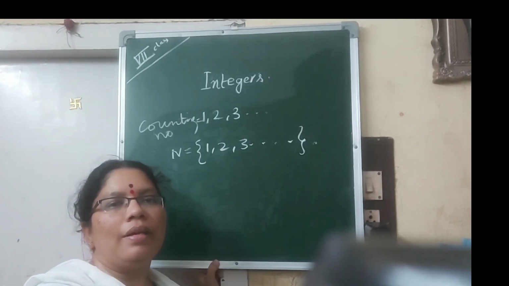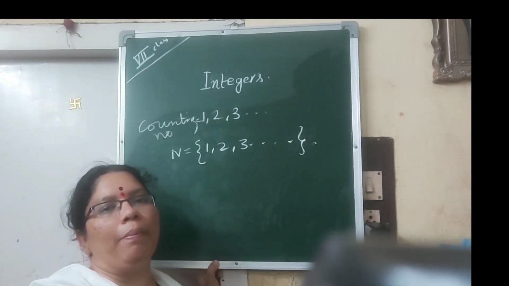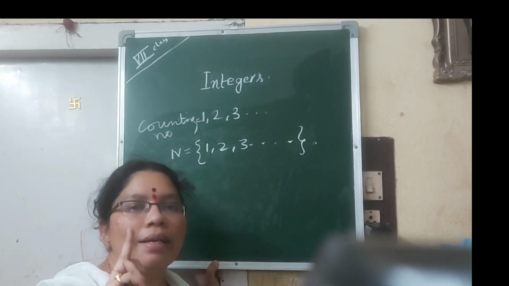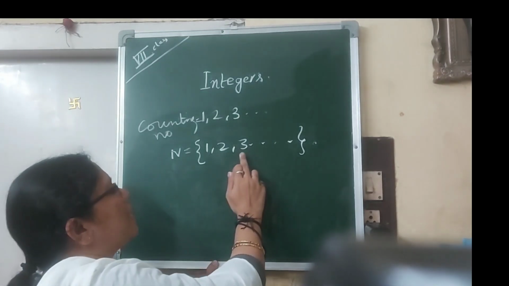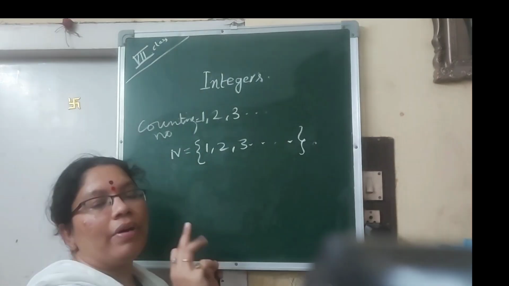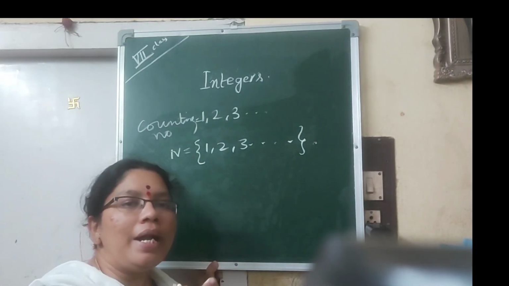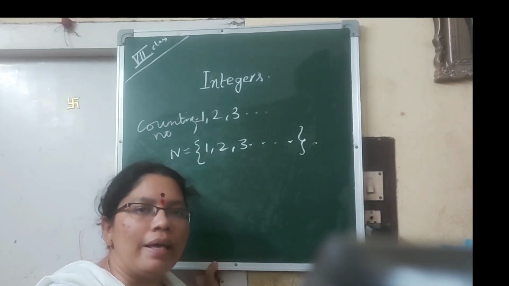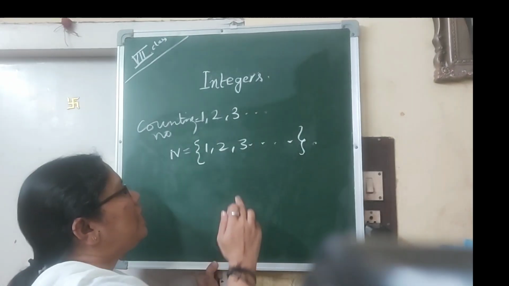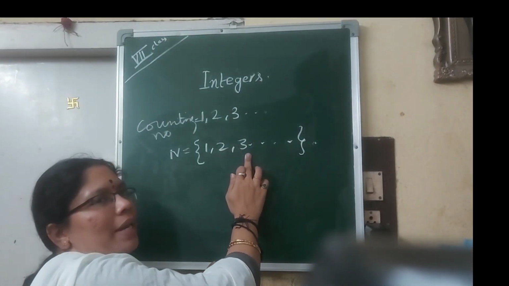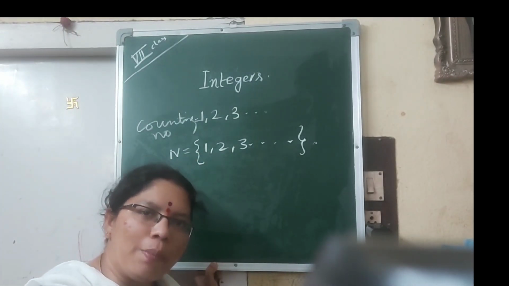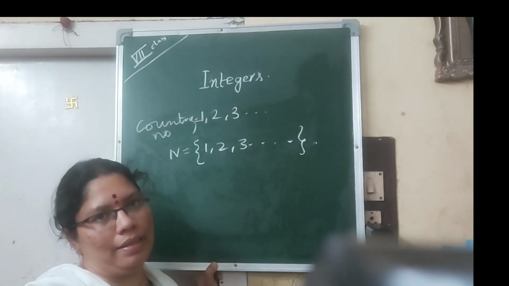In numbers, if we add 1 to any number, we get its successor. So, what is the successor of 3? 3 plus 1, that is 4. And if we deduct 1 from any number, we get its predecessor. What is the predecessor of 3? 3 minus 1, that is 2. So, you know about successor and predecessor.